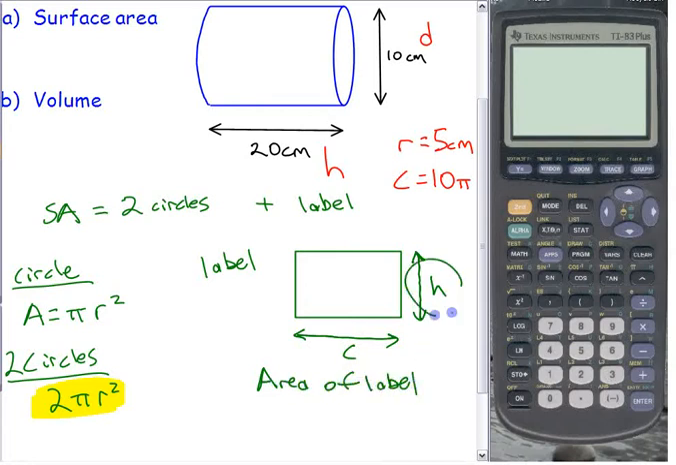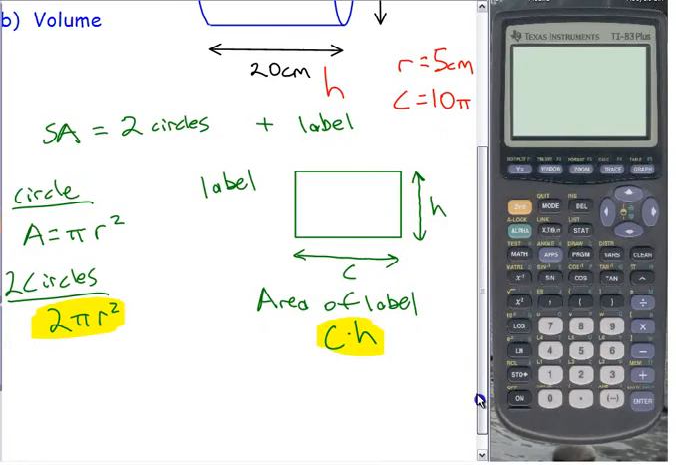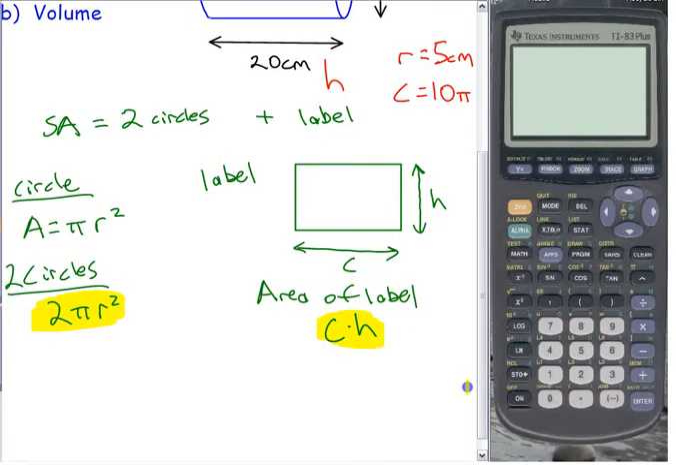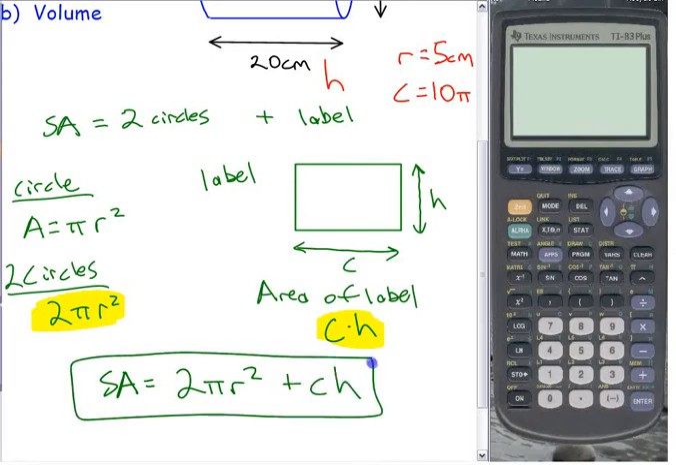If you have a rectangle that is h times c, you can just write that. You can write c times h. If you look up on the internet or on a formula sheet or anywhere, you'll see a formula for the surface area of a cylinder that looks like this. That says surface area for a cylinder is 2 pi r squared plus c times h. That formula you'll see if you Google formula for surface area of cylinder.